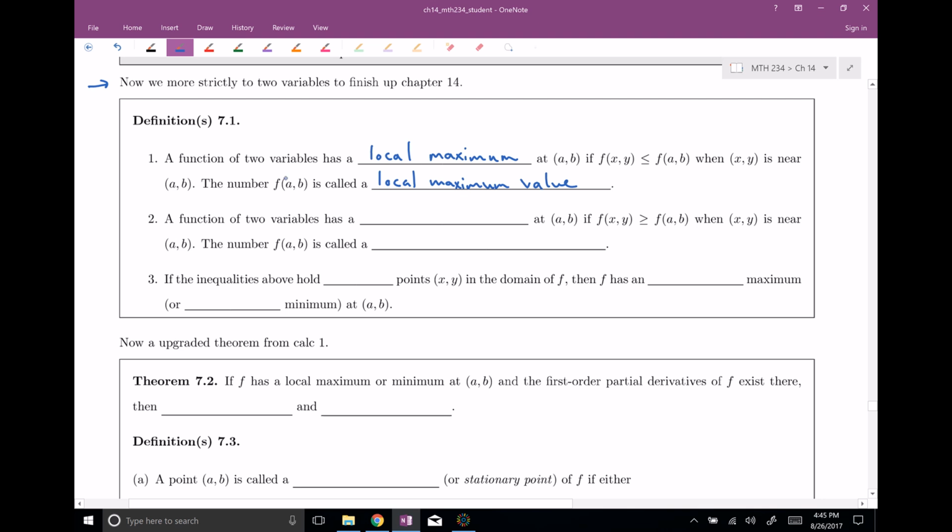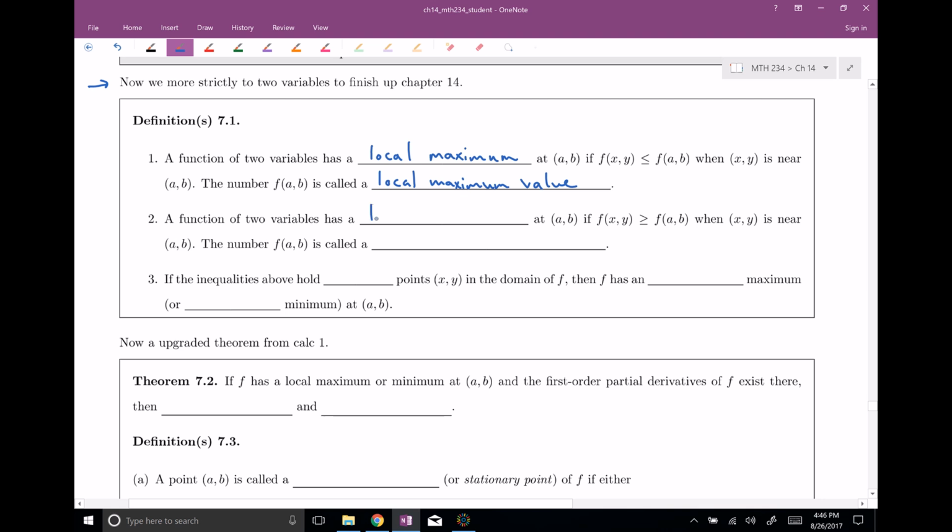Okay, so if you asked what is the local maximum value, you would specify f(a, b), whatever that value is. Maybe it's 5, maybe it's 10, whatever. But if you wanted to know where the local maximum occurs, well, that's at the point. So this is a point, and this is a number, the actual value itself.